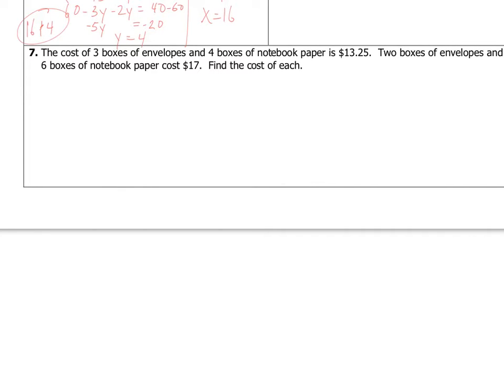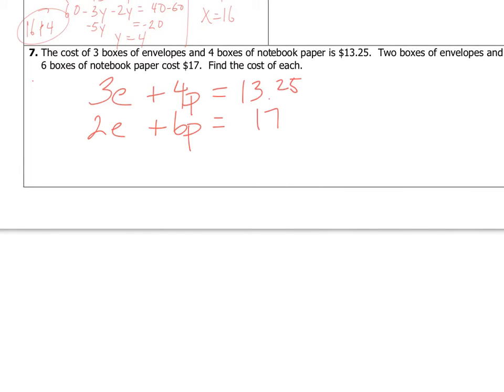We've got envelopes and notebook paper. So if you guys just bear with me, I'm going to say E is envelopes and N is notebook paper. So here I had 3 envelopes and I had 4 boxes of paper, and those were equal to $13.25. This is where all of our work that we did the other week will help us. Second equation, 2 boxes of envelopes, plus 6 boxes of notebook paper. Apparently I changed. I lied to you guys. I'm really using the variable P. Are 17.